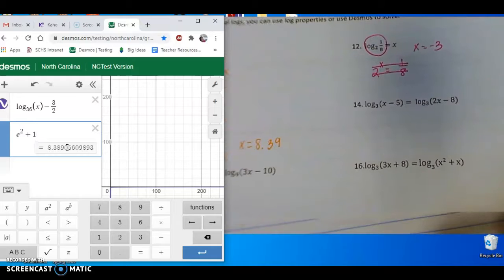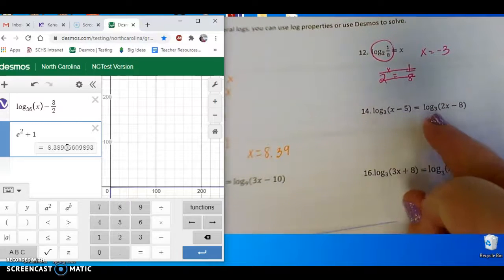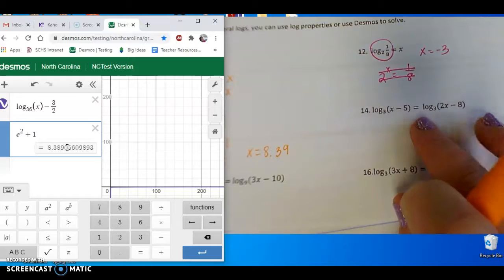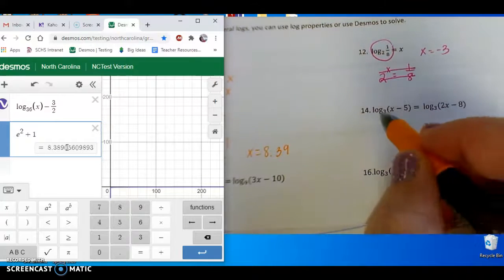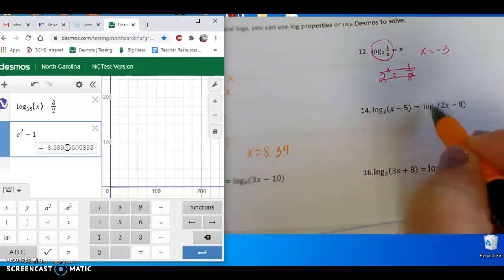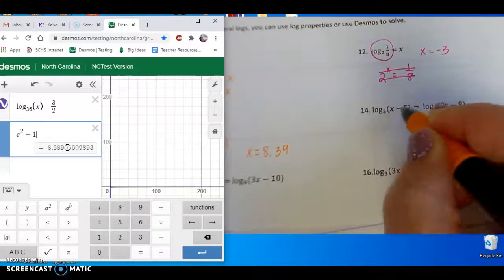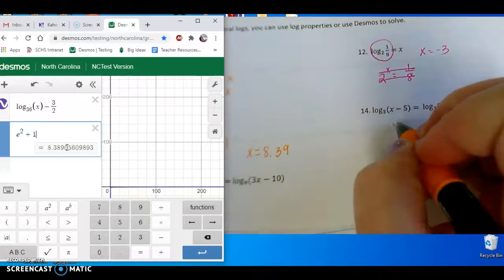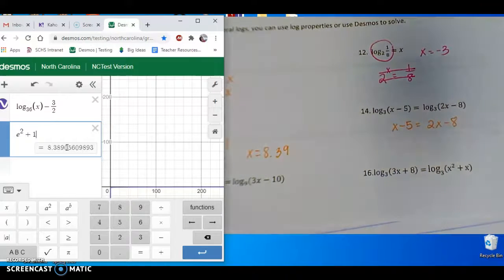Alright, the last three questions, notice how they already say log 3, and then it tells you what they're taking the base of. To solve these equations, as long as log and base is the same on both sides, basically you can just get rid of the logs because I know that the things will be the same. So I'll just have x minus 5 equals 2x minus 8. And then you just solve it.